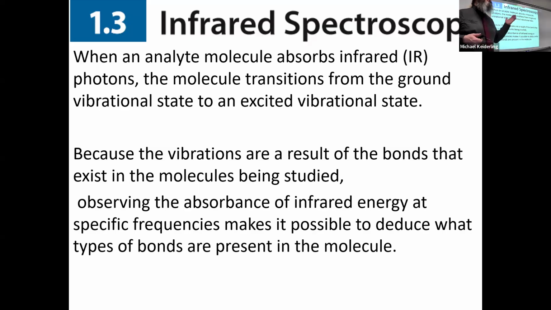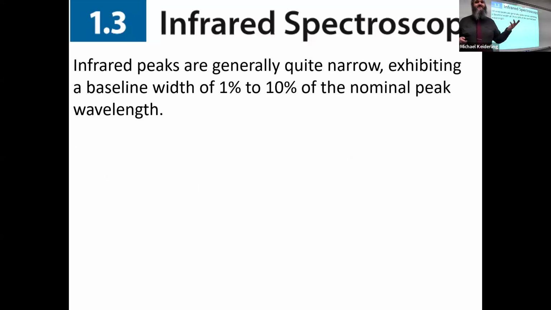So it can help you figure out what an unknown molecule is, like the structure of some unknown molecule that you're trying to analyze. Or various other things, like how things are organized. But it's really good for identifying molecules because they have different vibrational structures. Infrared peaks are generally quite narrow. They have a baseline width of 1 to 10% of the nominal peak wavelength, which, because they're skinny, means their location is very accurate. You can use that for basically fingerprinting.